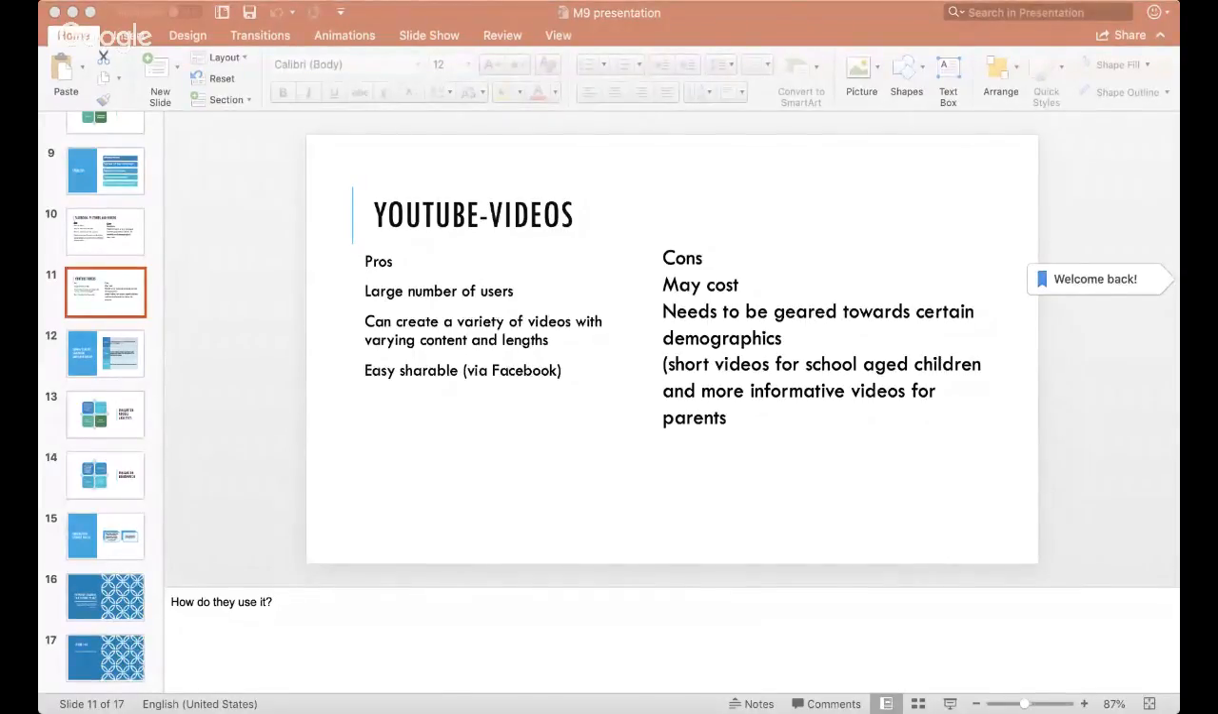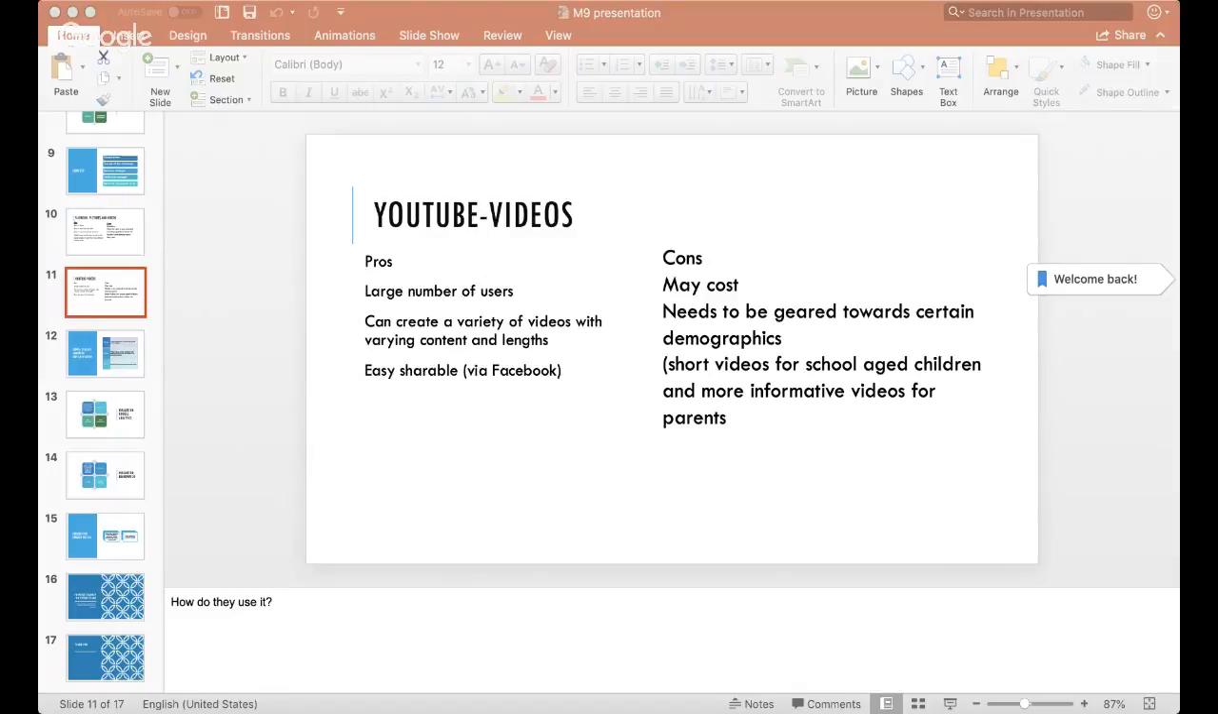But the nice thing is a large number of users in YouTube. You can create a variety of videos with varying content and length. So for example, long videos and short videos, long videos for more parents and shorter videos for the school age children. They're easily shareable through Facebook.